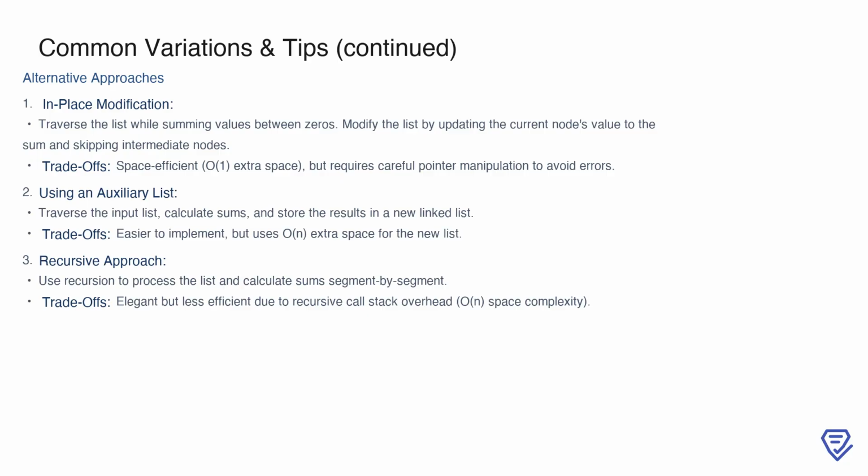Another option is to use an auxiliary list. Here, you traverse the input list, compute the sums, and store the results in a new linked list. While this approach is easier to implement, it comes with higher memory usage, as it requires O(n) extra space for the new list. Lastly, a recursive approach can be used to process the list segment by segment. While this solution is elegant and concise, it is less efficient due to the overhead of the recursive call stack, which also results in O(n) space complexity. Each approach has its merits, so the choice depends on the problem constraints and interviewer preferences.